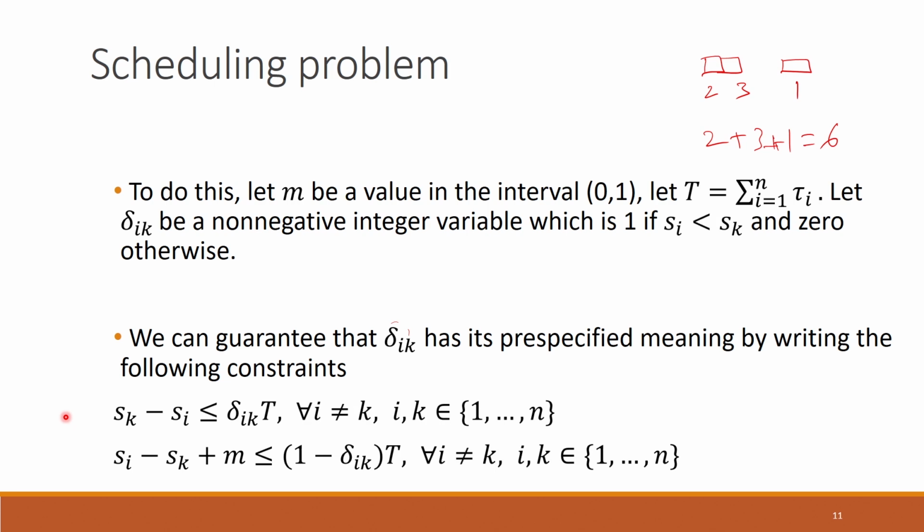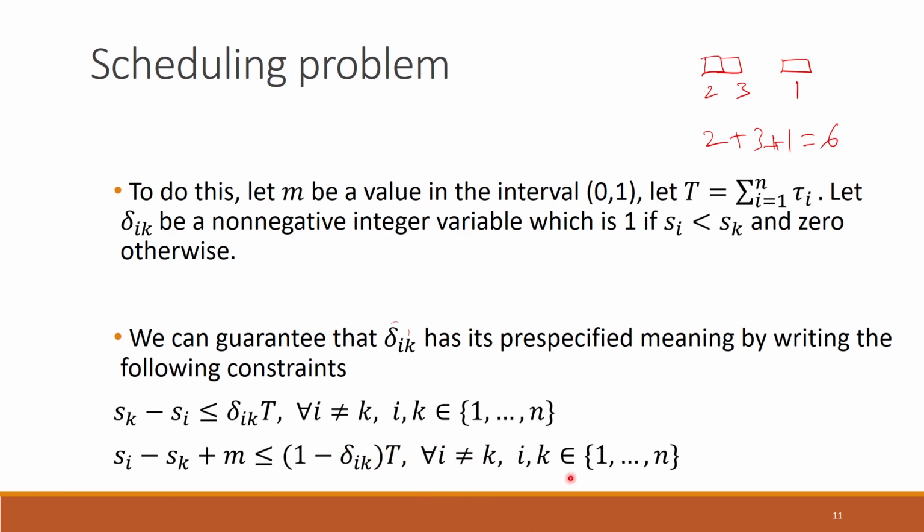So, we will be defining it in this way. The definition of delta Ik is that it is a non-negative integer value, 1 if Si is less than Sk and 0 otherwise. So, this is the set of constraints, that is Sk minus Si is less than or equal to delta Ik times capital T for every pair Ik where I is not equal to k, and Si minus Sk plus small m is less than or equal to 1 minus delta Ik times capital T.